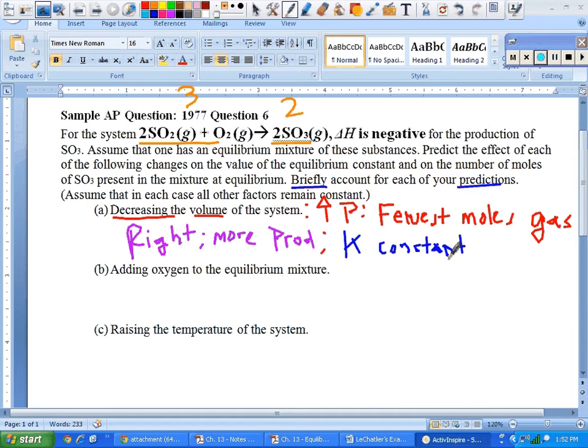Okay, looking at B. What's wrong? All right, it's going to take a little bit to get there.